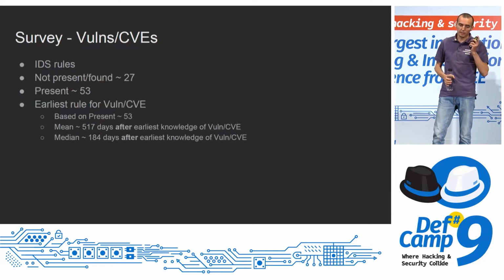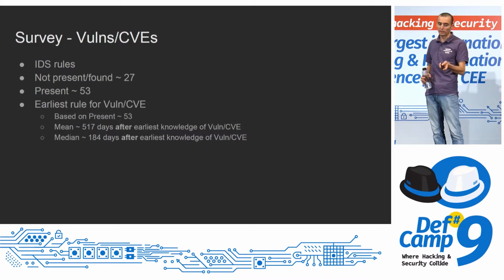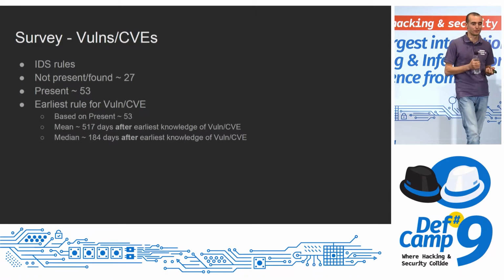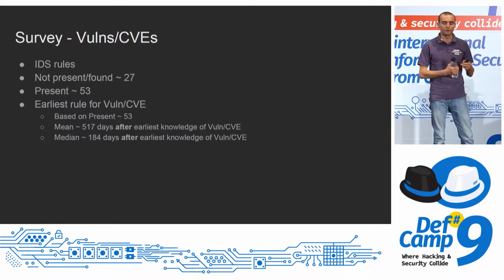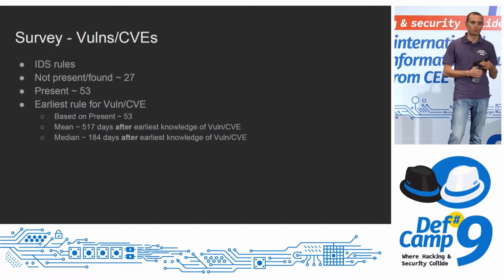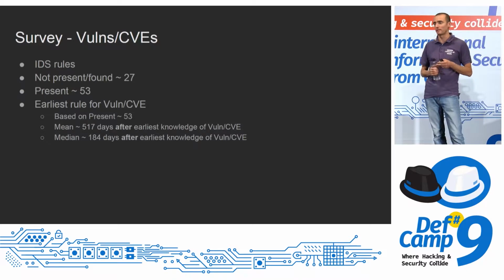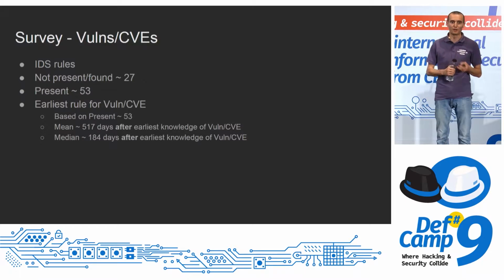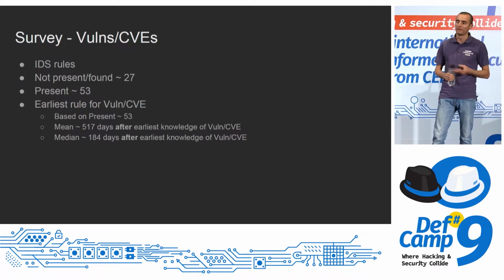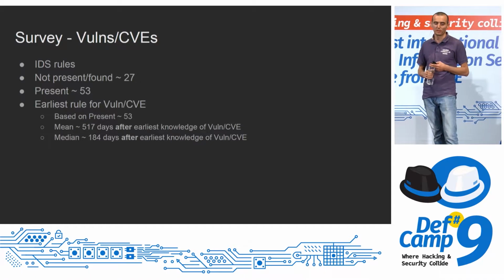Then we also tried to collect the IDS rules. If you think that collecting vulnerability information and vulnerability IDs is tricky, then try collecting IDS rules and matching them to CVEs or vulnerabilities, especially to vulnerabilities which do not have any kind of identification. Try to find an IDS rule for that one. That's not straightforward.